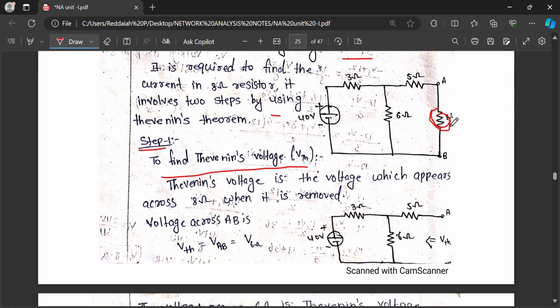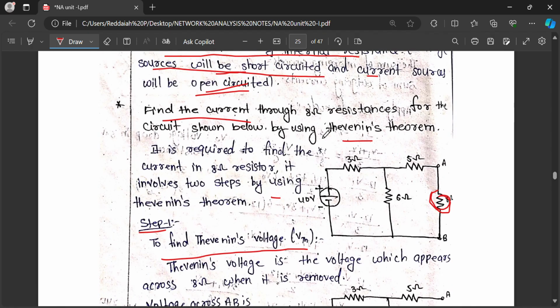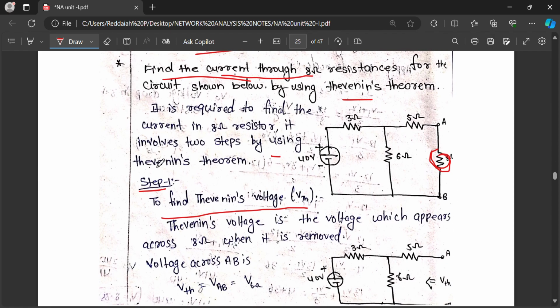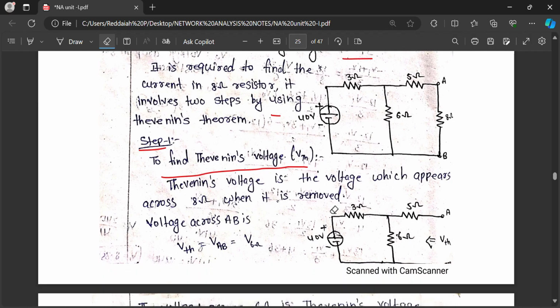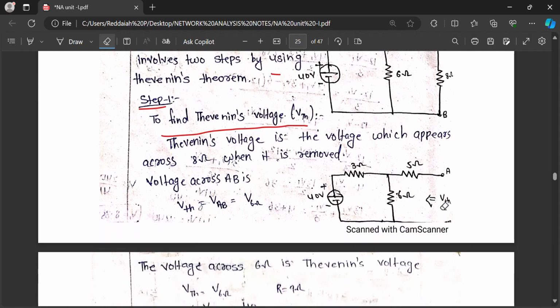To find Thevenin voltage VTH, we have to remove this 8 ohm, because we want to find the current through the 8 ohm. I am writing here by using a sketch. You can find the PDF file in the description. After that you can practice by using pen and paper. Without practice you won't get it.